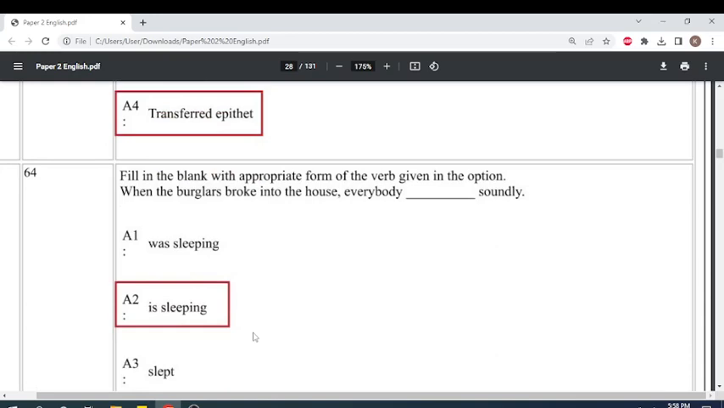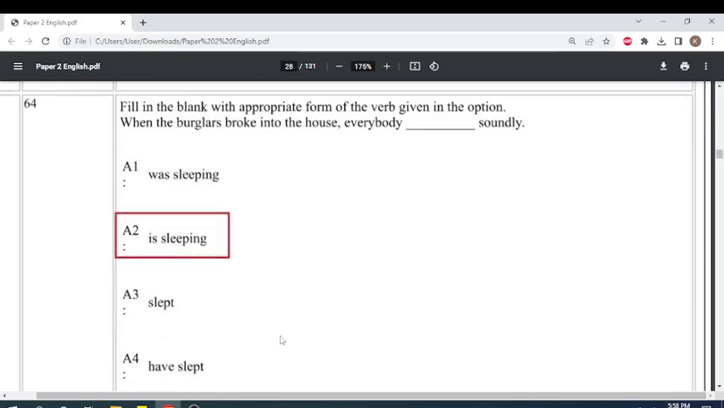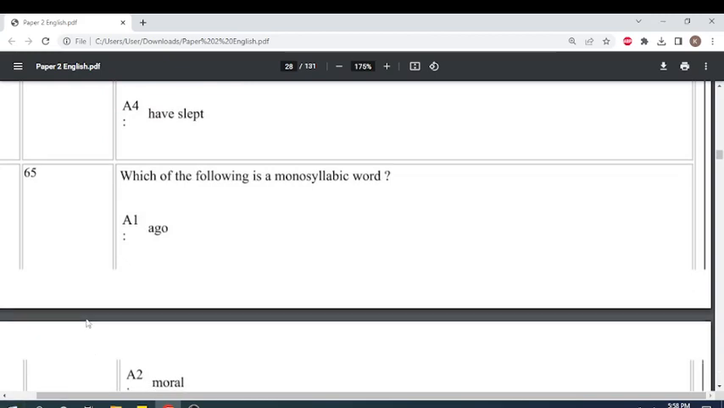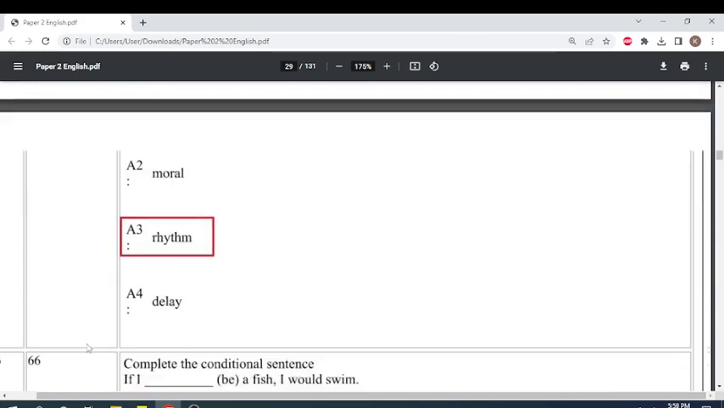64. Fill in the blank with the appropriate form of the verb given in the options. When the burglars broke into the house, everybody dash soundly. Answer A2, is sleeping. 65. Which of the following is a monosyllabic word? Answer A3, rhythm.